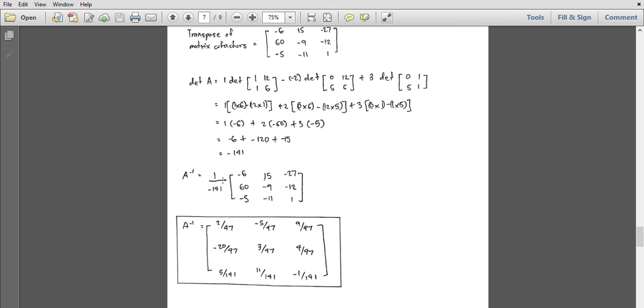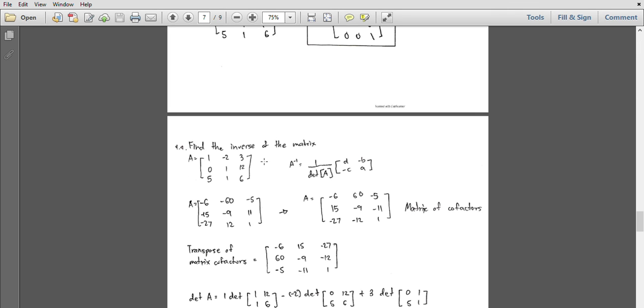Negative 5 over negative 141, we got 5 over 141. Negative 11 over negative 141, we got 11 over 141. 1 over negative 141 is negative 1 over 141. Now, this is the inverse of this matrix.